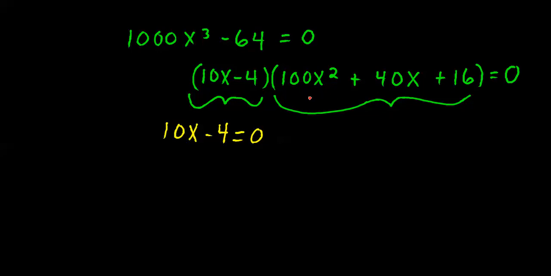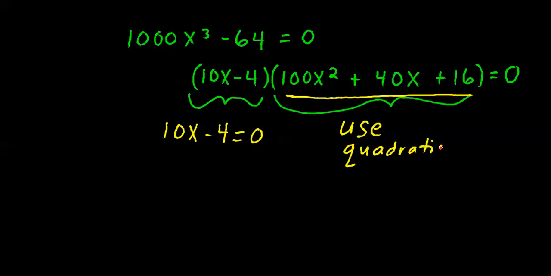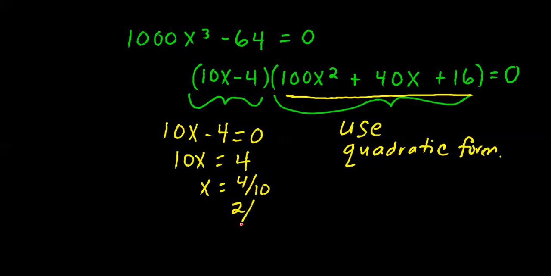For this one here, the trinomial, just use the quadratic formula to figure out what solutions there would be. And for this one, we're going to set it equal to 0. So if 10x minus 4 equals 0, then 10x equals 4, or x equals 4 over 10, also known as 2 over 5. Okay, or the values we get here.